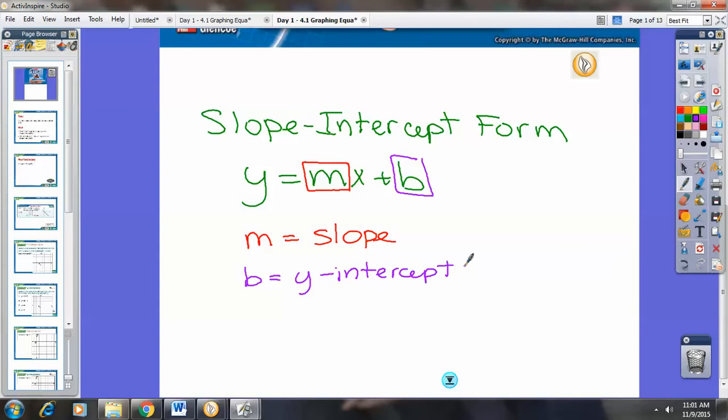So once again, if we have an equation that's written in slope-intercept form, we're going to know the slope and we're going to know the y-intercept. Likewise, if we want to write an equation in slope-intercept form, we're going to have to know what our slope and what our y-intercept are. That's why it's called slope-intercept form, because it gives you both of those values, or you need both of those values to use it.